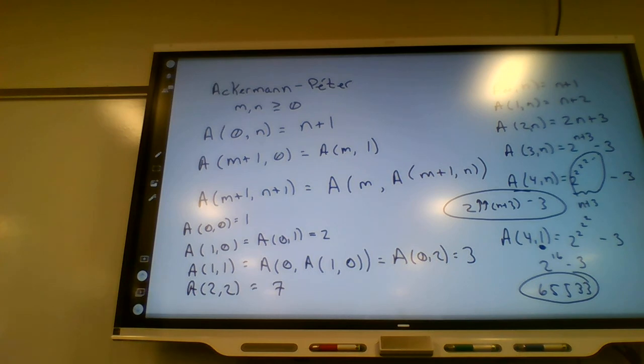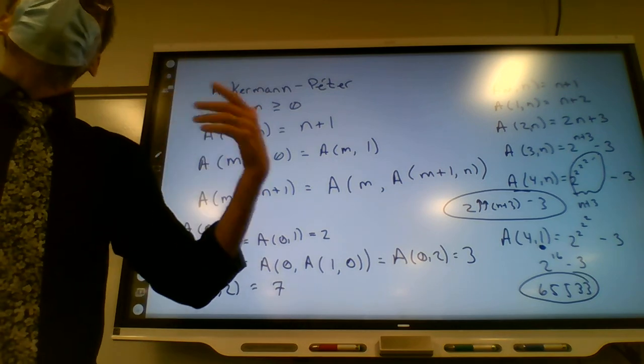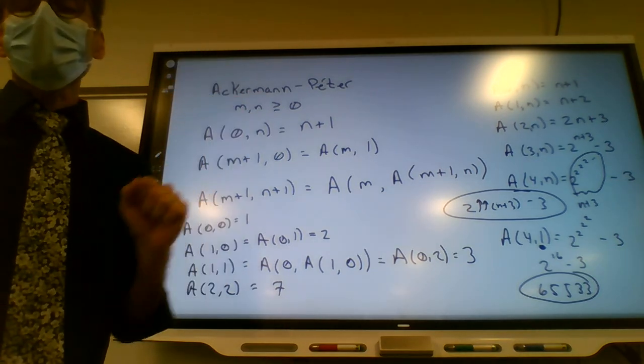All right, so what happens? What is this useful for? Well, the inverse of this function grows very, very slowly, and it actually shows up in the analysis of this algorithm we were talking about.